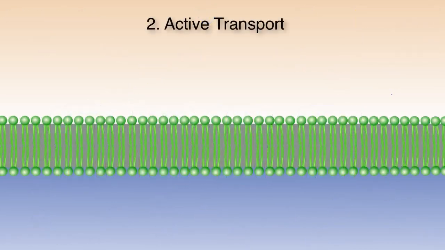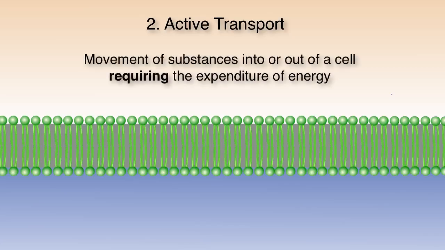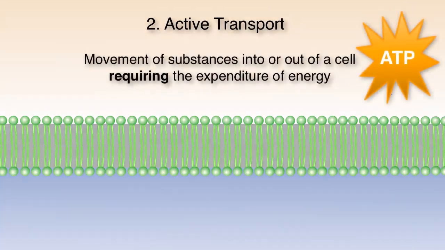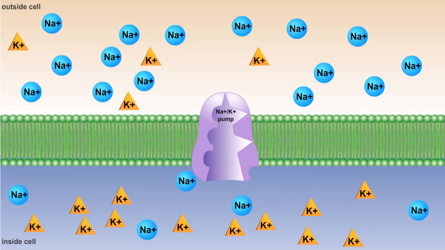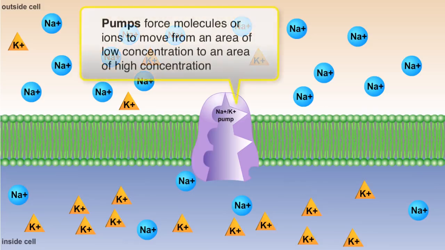The second type of transport, active transport, requires the input of energy in the form of ATP. The proteins that conduct this form of transport are often called pumps because they force molecules, or ions, to move from an area of low concentration to an area of high concentration. This is commonly referred to as up or against the concentration gradient.